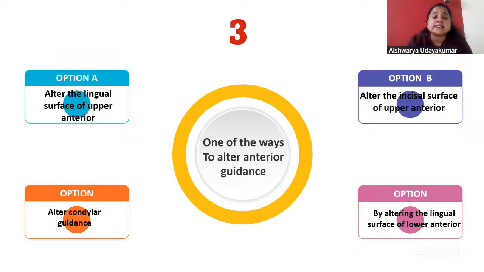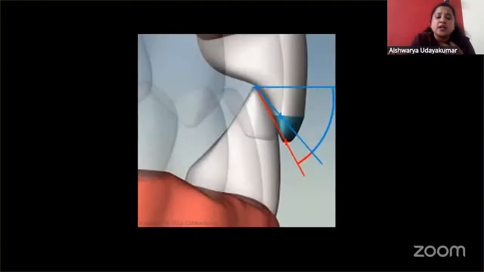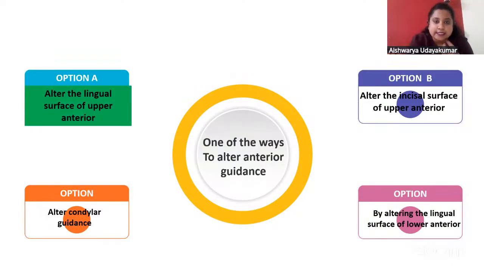Altering the incisal surface of an upper anterior is the last thing that we can think of. Then, altering the lingual surface of lower anterior. Now you see, where is the lower anterior's lingual surface coming into action? It's definitely not. So with that, we can understand that option A, to alter the lingual surface of upper anterior, can help us in altering the anterior guidance. I hope you guys are clear.